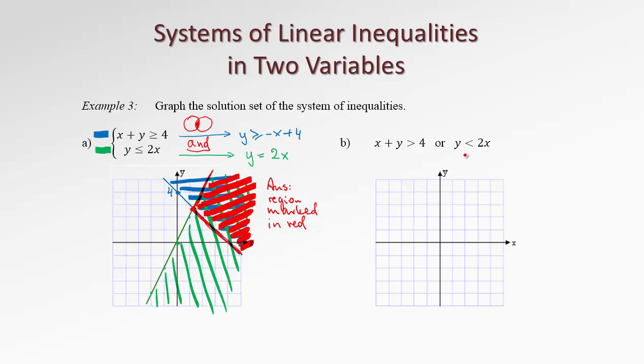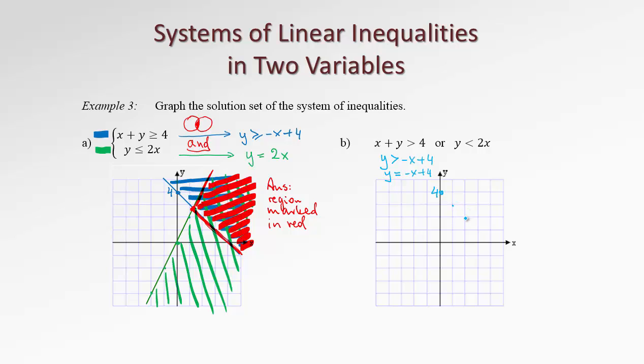Okay, let's look at the second example. Again, let's rewrite this inequality by isolating y, so it's y bigger than negative x plus 4. And obviously the related equation will be y equals negative x plus 4. So when we graph this line, we start with 4 as a y-intercept, and we go by the slope of -1.